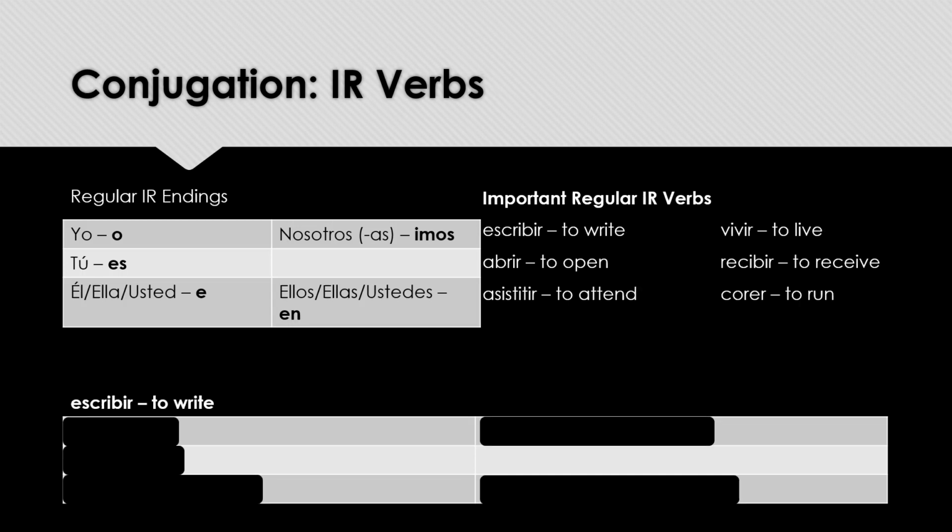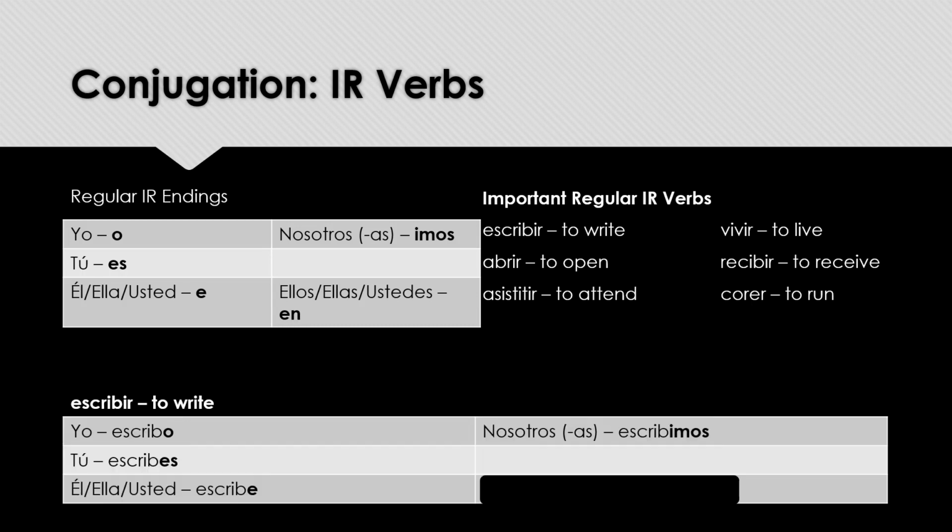The present tense conjugations for IR are almost the exact same as ER, except the nosotros form is slightly different. Let's conjugate escribir. We have escribo, escribes, escribe, then escribimos, and escriben.